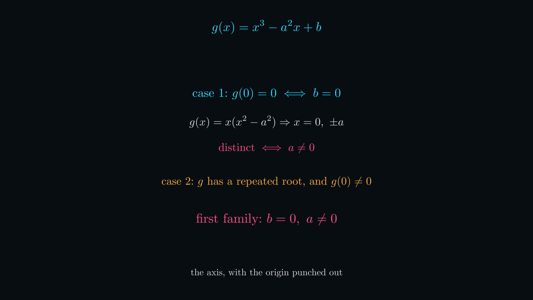Take the first case. G of 0 is simply b, so this case is b equals 0. Then g is x times x squared minus a squared, whose roots are 0 and plus or minus a. Distinct requires a not 0. So the first family of answers is b equals 0, a not 0. That is the whole b-axis, with the origin punched out.